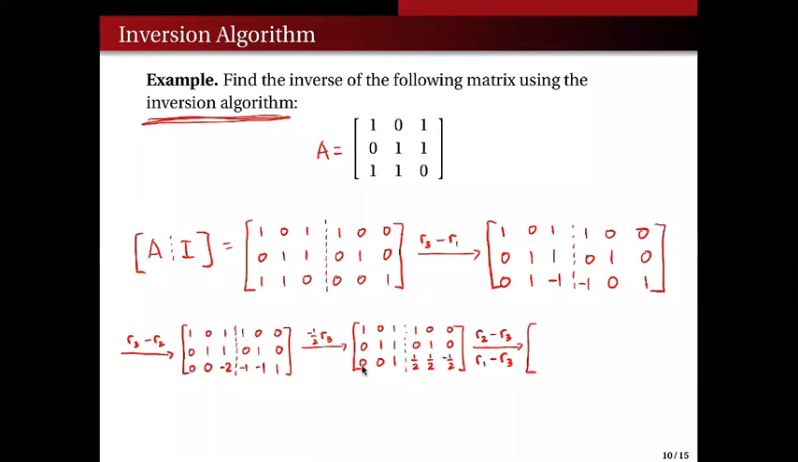So take note, I am not changing row 3 on these steps. It's fixed. What I'm only changing here are rows 1 and 2. So row 3 is fixed. Let's copy that. 0, 0, 1. And then I have 1 half, 1 half, negative 1 half.